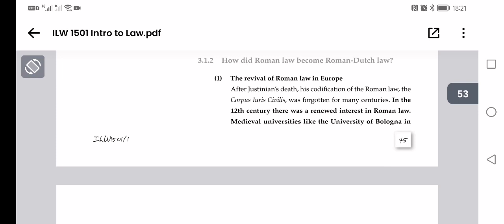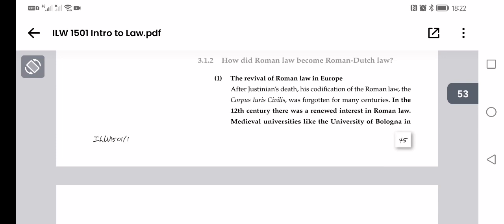How did Roman law become Roman Dutch law? The revival of Roman law in Europe. After Justinian's death, his codification of the law, the Corpus Juris Civilis, was forgotten for many centuries. In the 12th century, there was a renewed interest in Roman law.